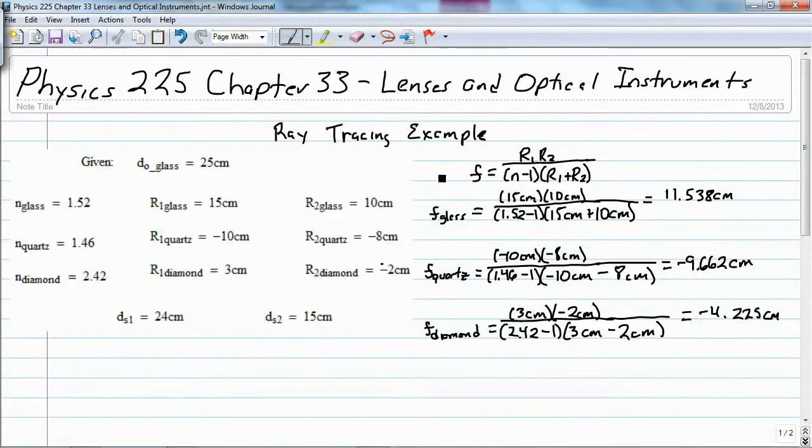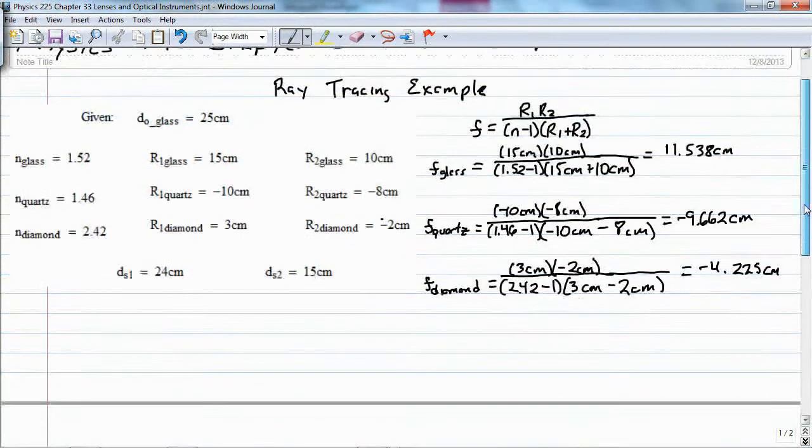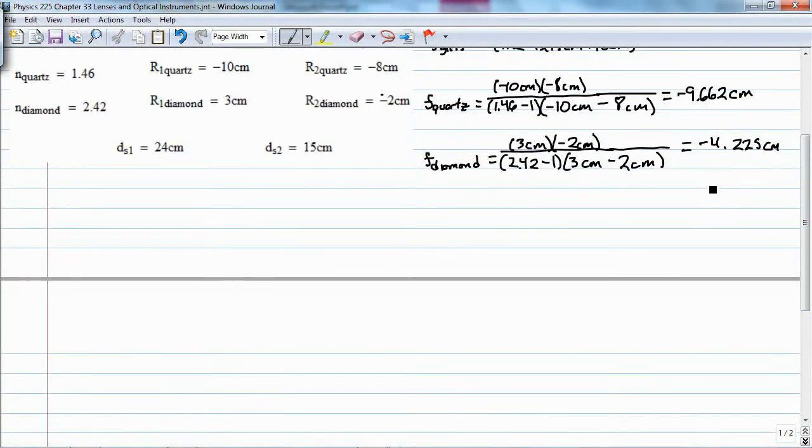Now that we have our focal points, we can start to calculate our image distances. We'll start with the first one. Before we do that, let's just rewrite this equation: 1 over object distance plus 1 over image distance is equal to 1 over focal length. And I want to write this in terms of my image distance.